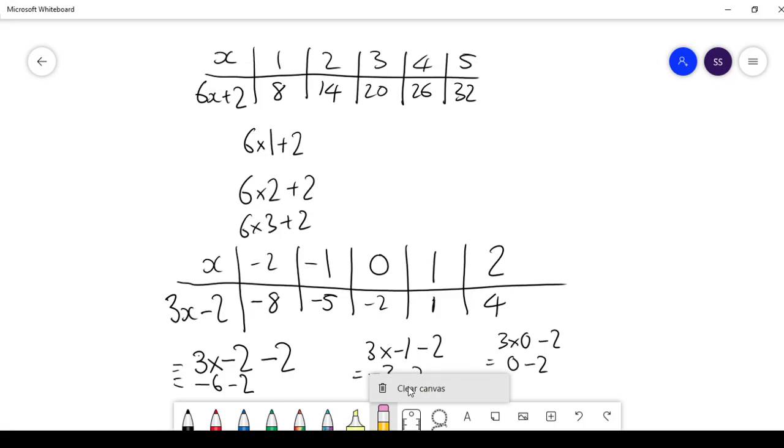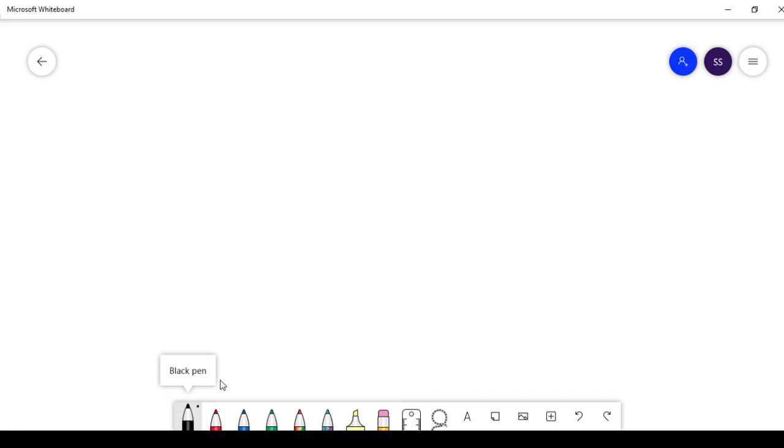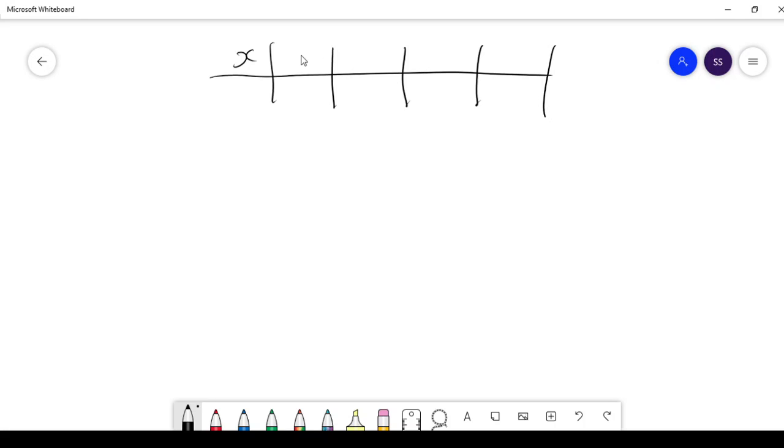We'll do one more example. My x values are minus 2, minus 1, 0, 1, and 2. And the function that I want to work out is minus 4x plus 3. I want to work out the value of this function when x is minus 2. Wherever I see an x, I'm going to replace it with a minus 2. But be very careful of the negative.